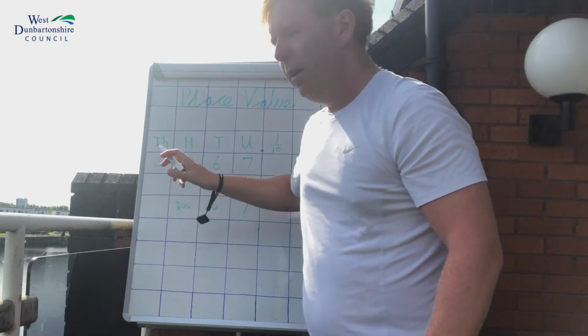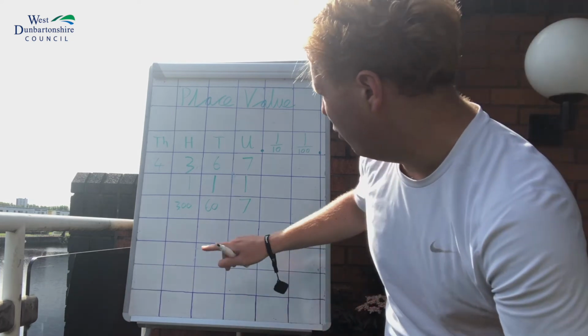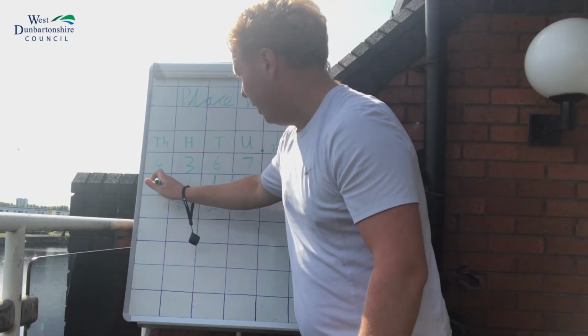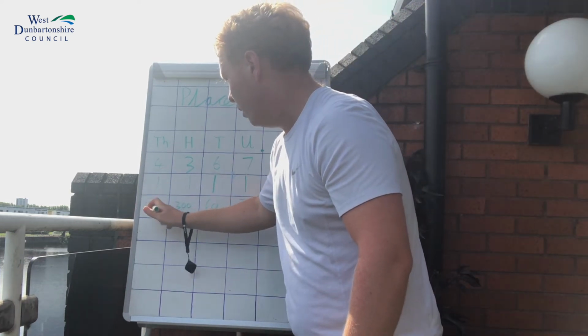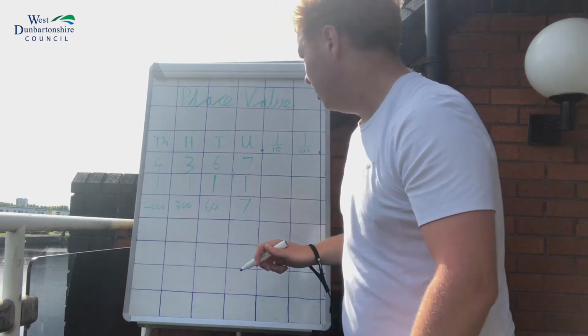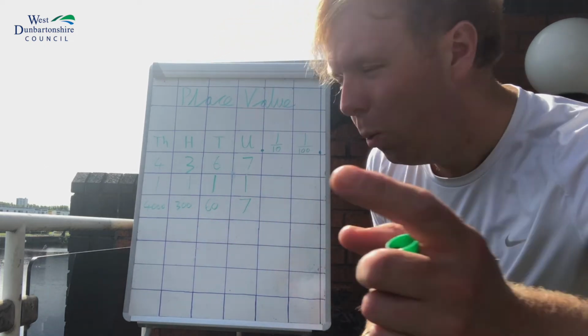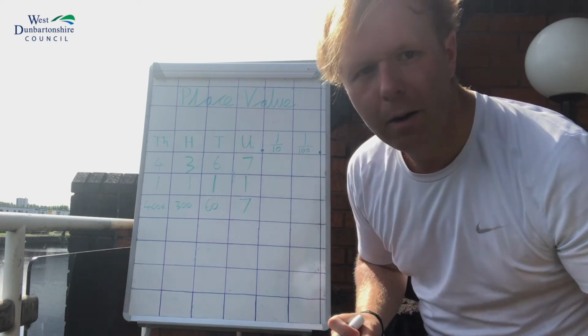Now that still works as I go further up again. So if I write that digit there, 4, it's not actually a 4 because it's in the thousands column. So that actual number is 4,000.